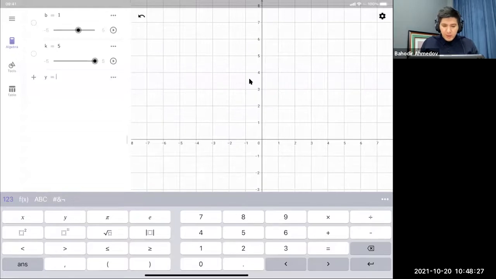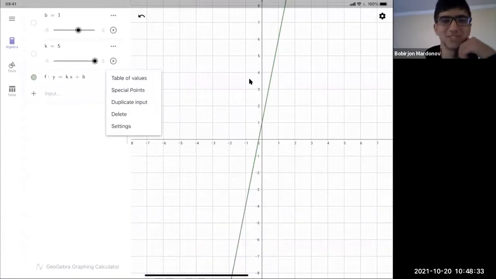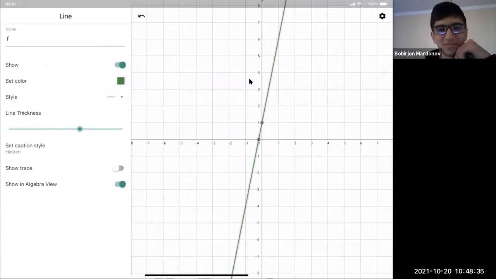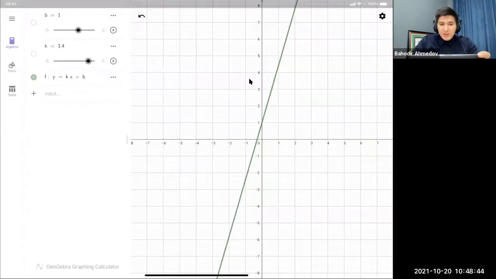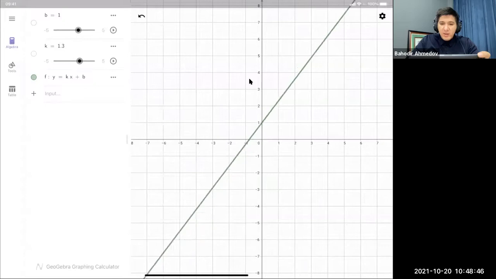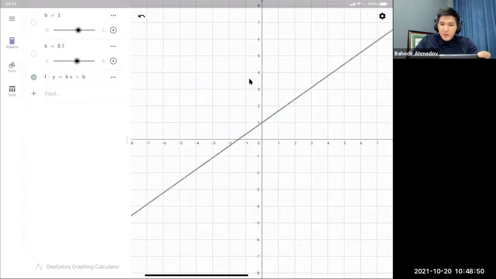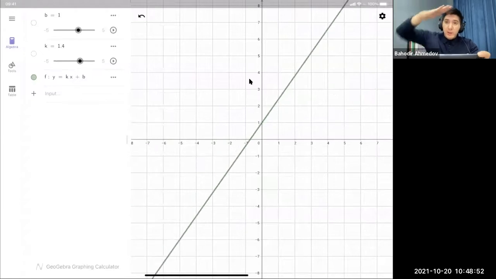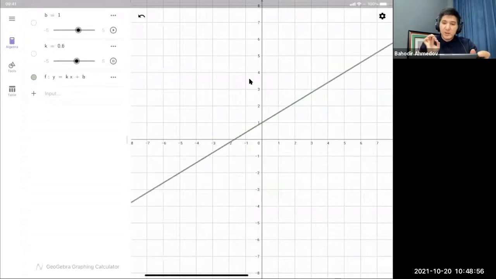Then y is going to be equal to kx plus b; this is the line. Let us make it thicker. Now you see the value of k is equal to 5, but I can change this. As I change the value of k, the slope of the line is changing. This is what k controls.